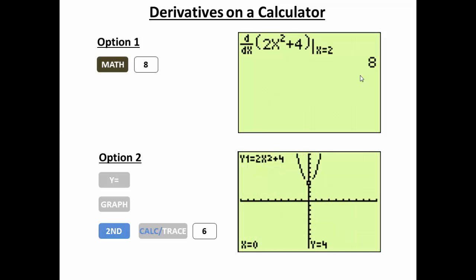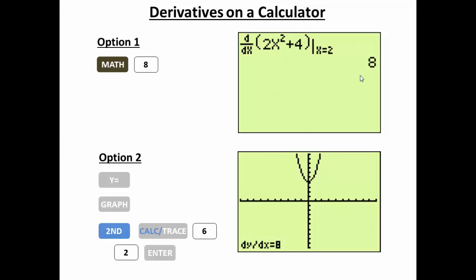When you hit option 6, it'll go back to your graph. If you have multiple functions written in the y equals screen, you're going to want to make sure that y1 is selected. And then just like when you're doing a trace feature, you can go ahead and input the number at which you are trying to figure out the derivative. So we're trying to figure out x equals 2, so I'm going to input 2. I'm going to hit enter, and it's going to pop out the answer, dy/dx equals 8.